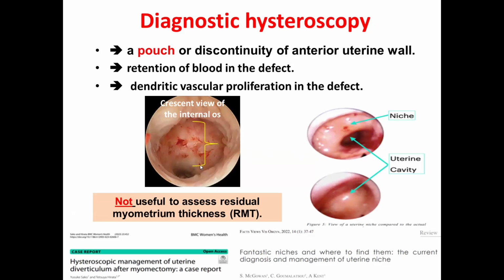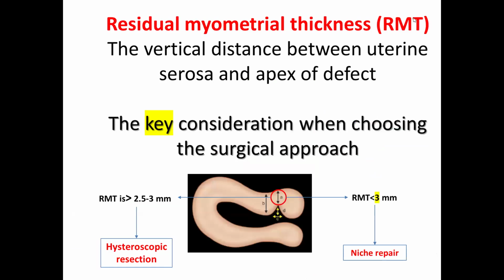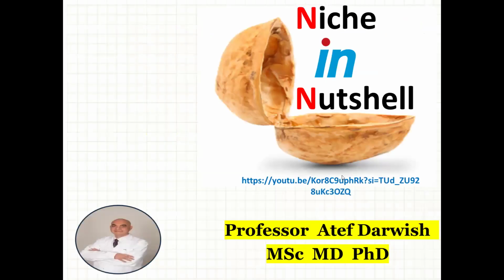But hysteroscopy is not valuable in estimation of the residual myometrial thickness, which is important for decision of the line of management. If it is less than 3 millimeter, the hysteroscopy is contraindicated due to the possibility of injury of the bladder. But if it is more than 3 millimeter, you can do hysteroscopic resection. So if it is less than 3 millimeter, you have to do niche repair by laparoscopy or other approach. And this description of uterine niche is seen in this video in this channel as well.